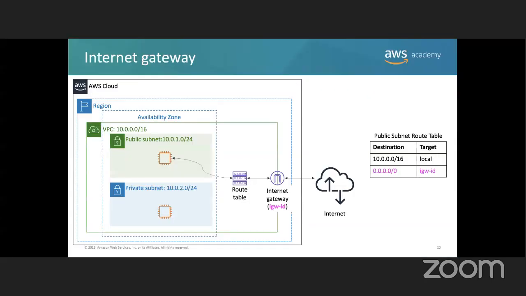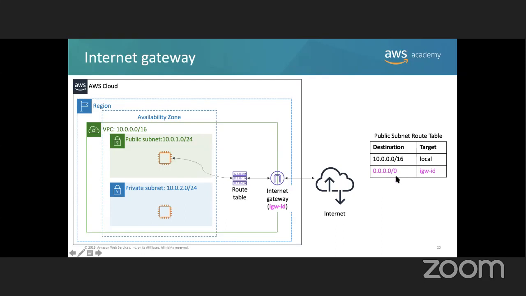VPC networking: we have an internet gateway. The internet gateway is the one that makes the magic of connecting that subnet or that VPC to the internet. When you have a public subnet like this one, you're going to have this local entry, but then you're going to have this entry right here in your route table, and it points to the internet gateway.